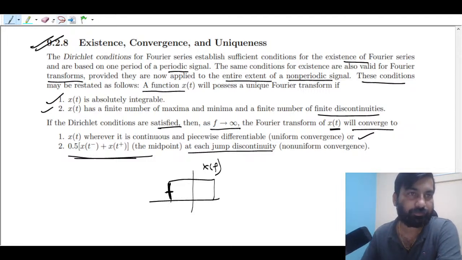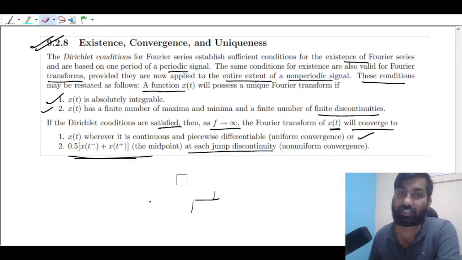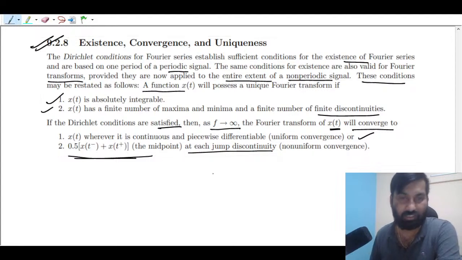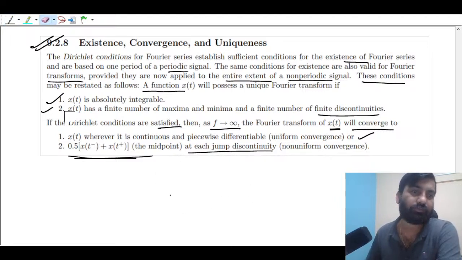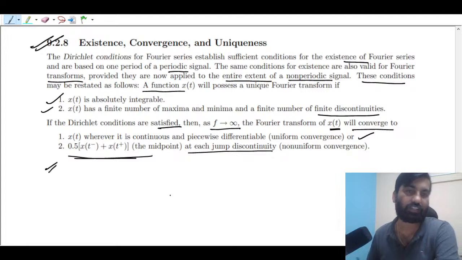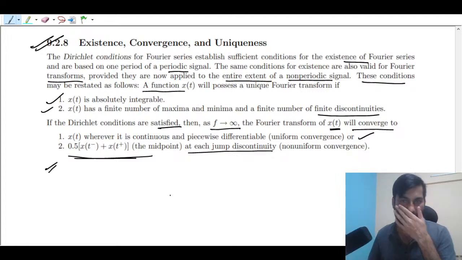Understood? The signal must converge at this point. So these are just the Dirichlet conditions that you have to consider. That's it, nothing else. So uniform convergence and non-uniform convergence.